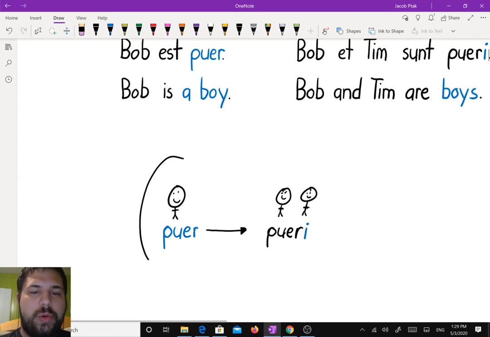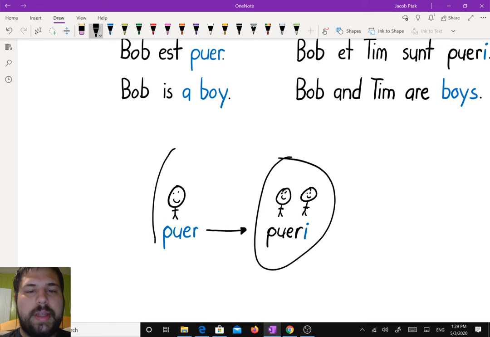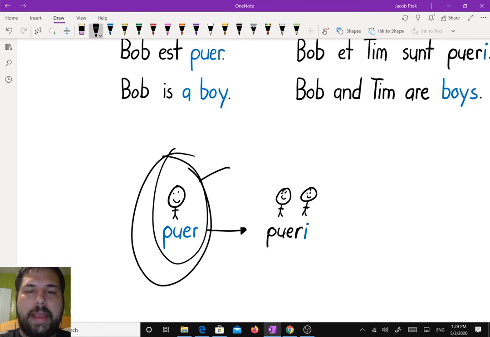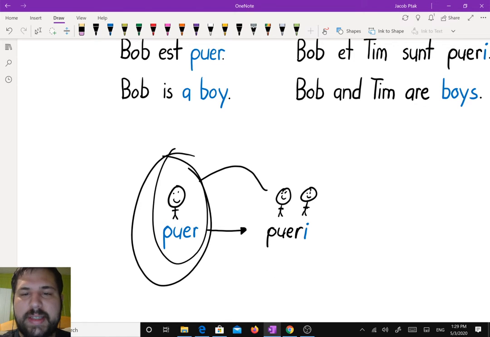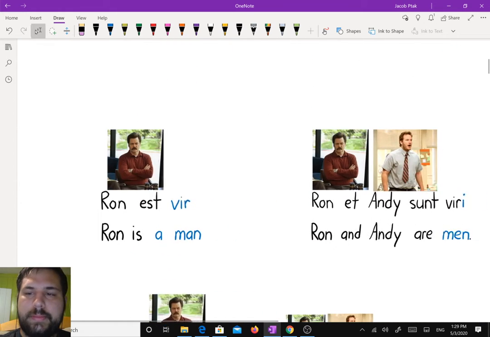So again we have puer and pueri. You can see how this word becomes more than one. It goes from singular to plural by adding the letter I, pronounced E. Puer, add the letter I, pueri, boys. Let's look at another example.